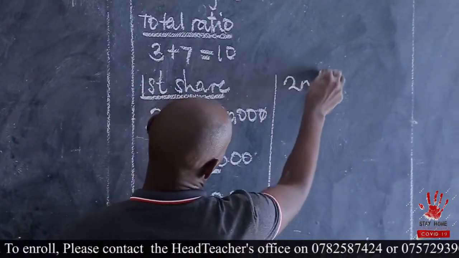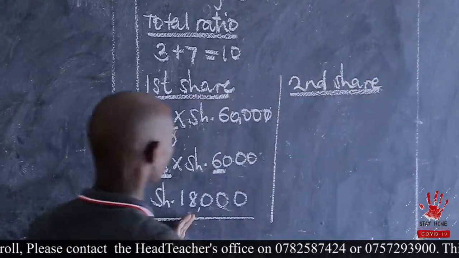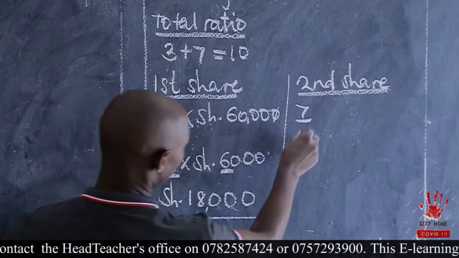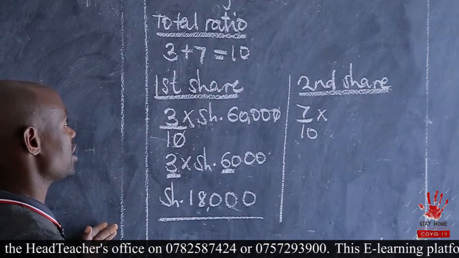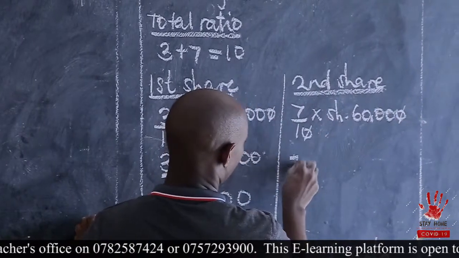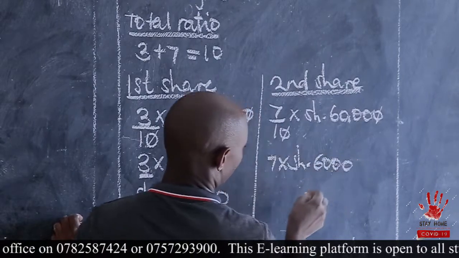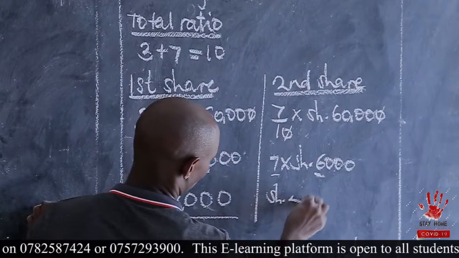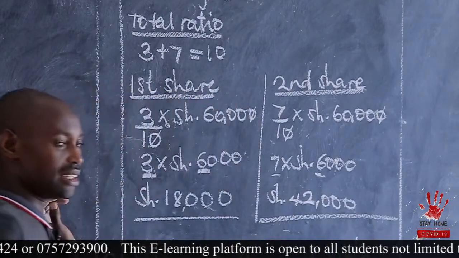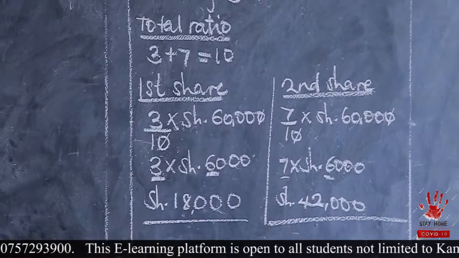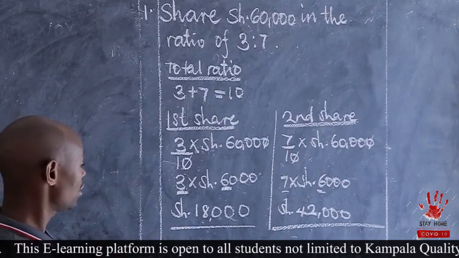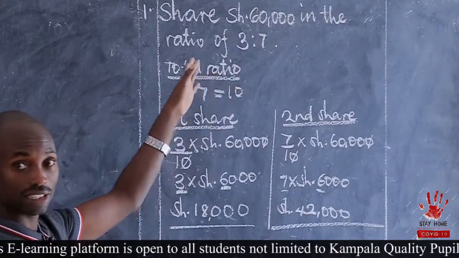We get the second share. And in the second share, we have 7 out of the total, which is 10, then we multiply by the amount of money which they are sharing, and that is 60,000 shillings. So we are cancelling a 0 and a 0. We have 7 times 6,000. So 7 times 6, we are getting 42, then plus 3 zeros. So it means after sharing my number, the first share would have 18,000, the second share would have 42,000. And I told you that if you want to prove that your answer is right, when you add this to this, you must get the money you have been sharing.